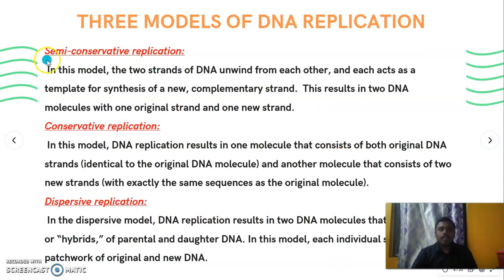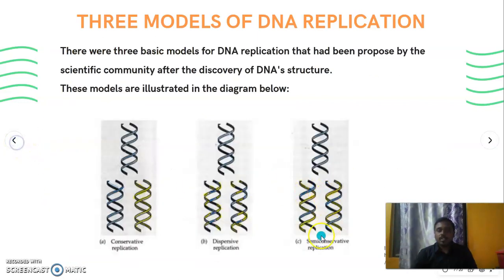We will see. The first model is called semiconservative replication. In semiconservative replication, the two strands of DNA unwind from each other, and each of these individual strands acts as the template for synthesis of a new complementary strand. This results in two DNA molecules with one original strand and one new strand. You could see the image here. So this is semiconservative replication.